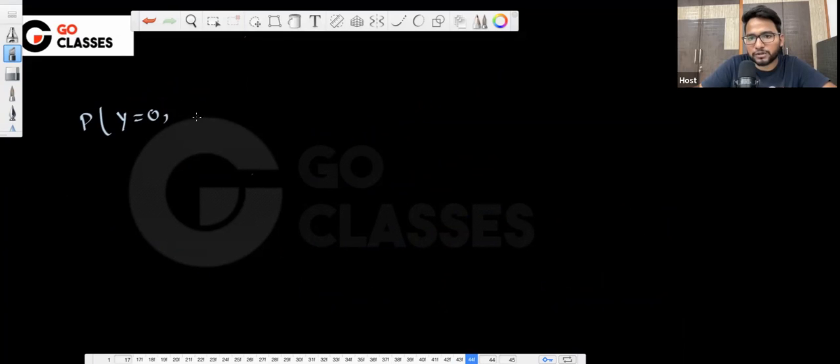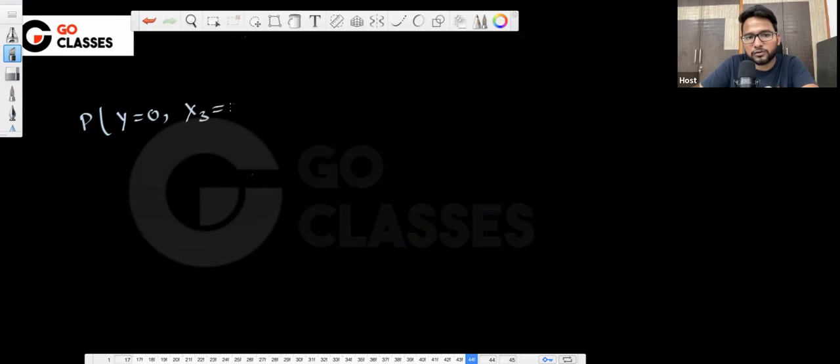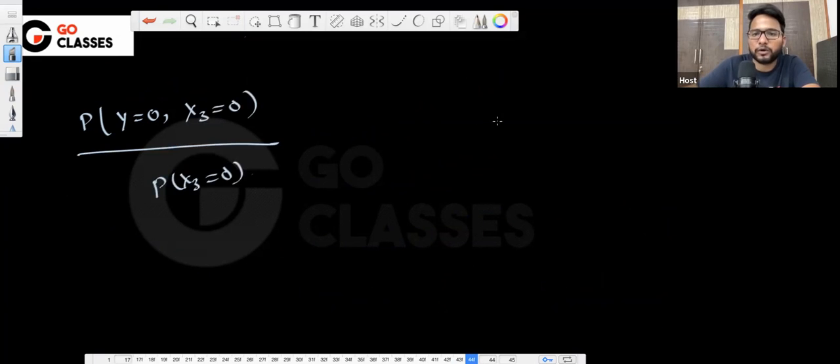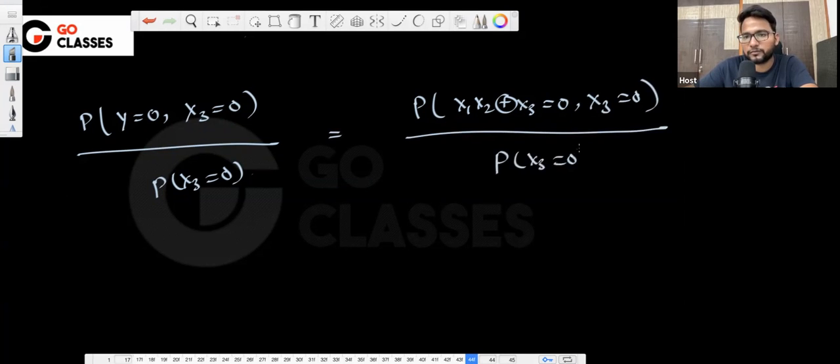Sir, can you explain it using XOR operation without using x3 equal to 0 directly? Yeah, that's what we are doing. So currently that's what we are doing. Comma x3 equal to 0 divided by probability of x3 equal to 0. Now this y equal to 0 means same as saying probability of x1 x2 XOR x3 equal to 0, comma x3 equal to 0 divided by probability of x3 equal to 0.